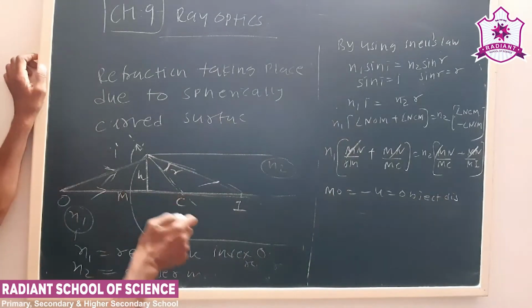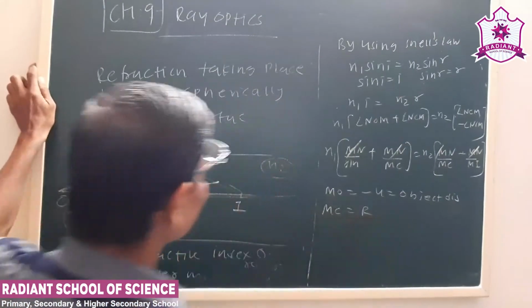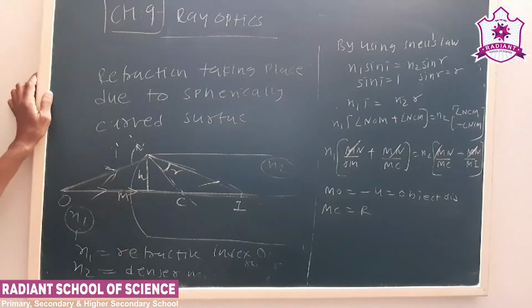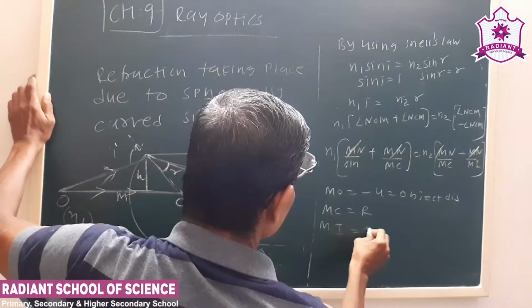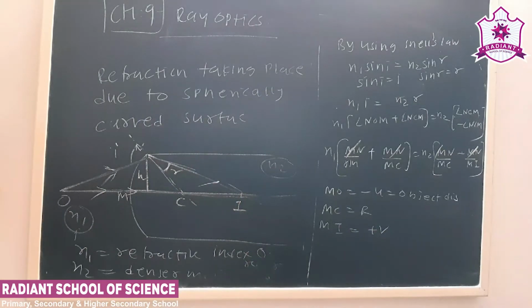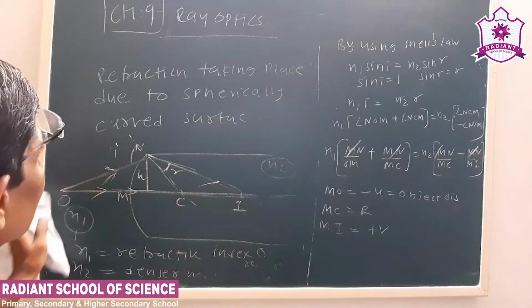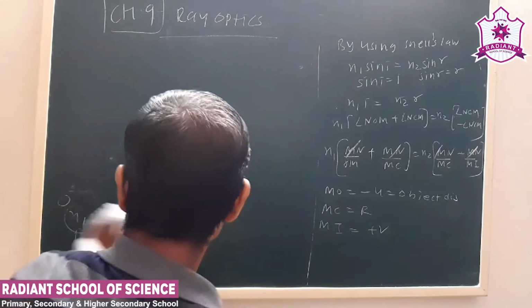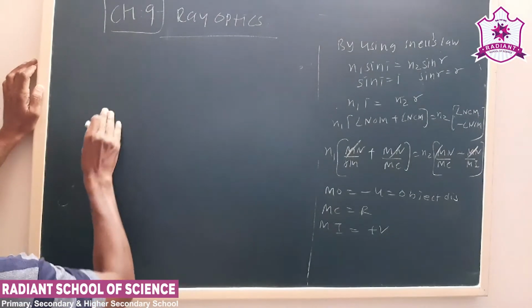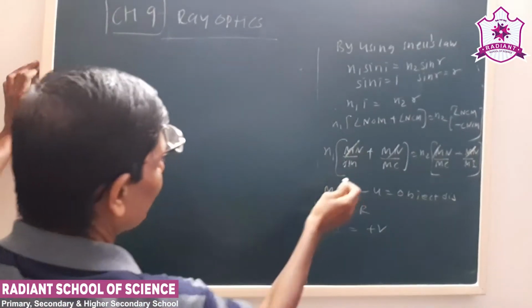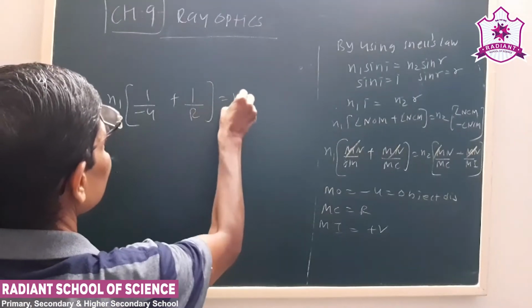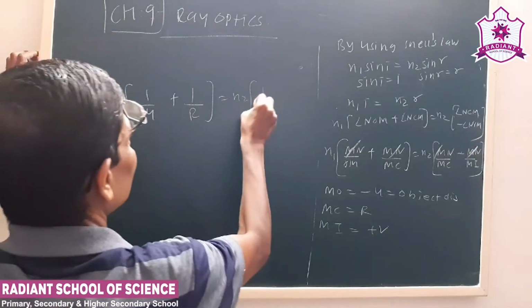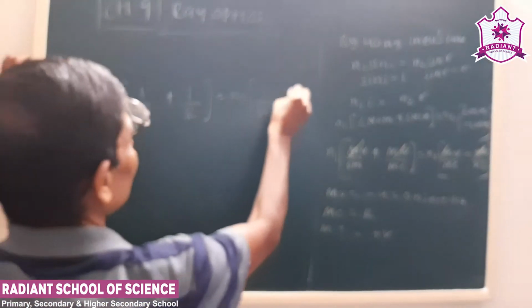Now see, MC is R, that is the radius of curvature. And why? Because this distance we consider, we calculate in the direction of incident ray, that is positive, and MI is plus V. Okay, so now if we substitute the values, N1, see, OM or MO is minus U, plus this is 1 by R. N2, MC is 1 upon R, MI is 1 upon V.